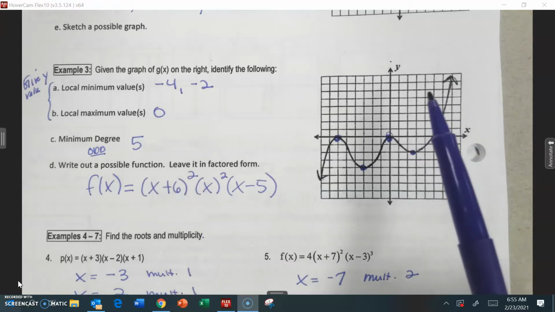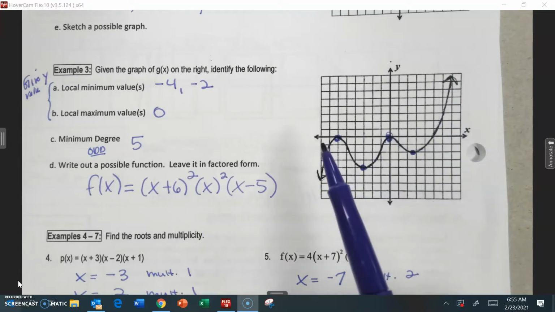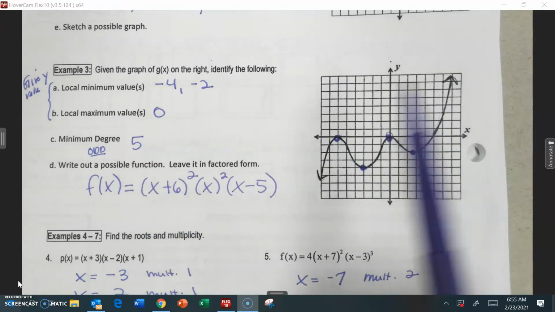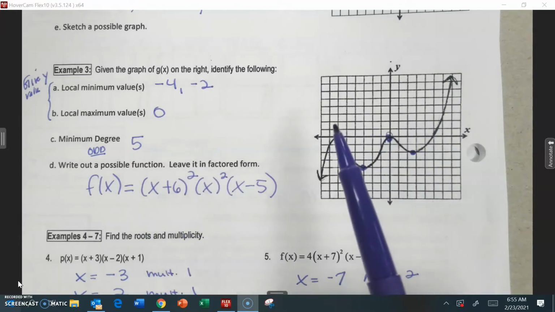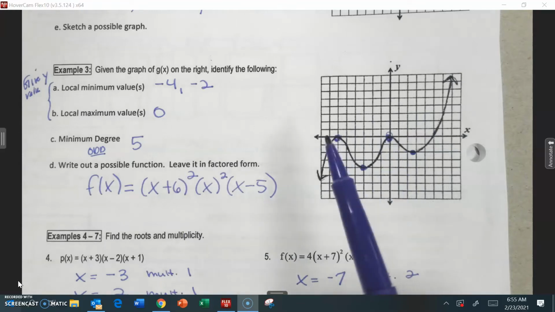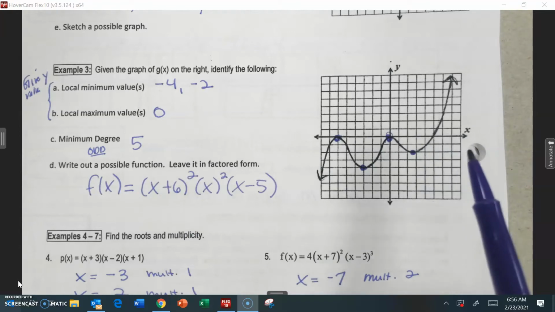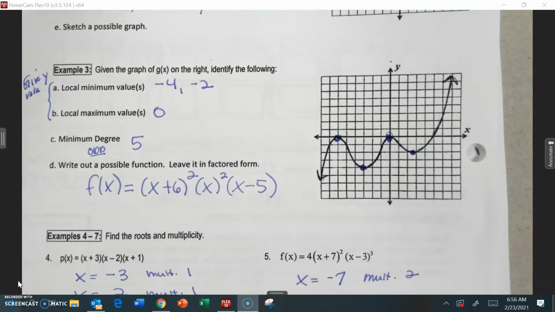For instance, this graph should have a positive leading coefficient. Mine does. It has an odd degree. Mine does. I have 2 tangent to the x-axis, and so I have 2 even multiplicities and 1 odd, okay? So just be really careful that you're following all the things that we've learned so far about your multiplicity, okay?